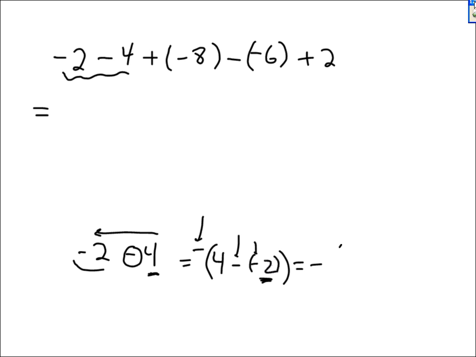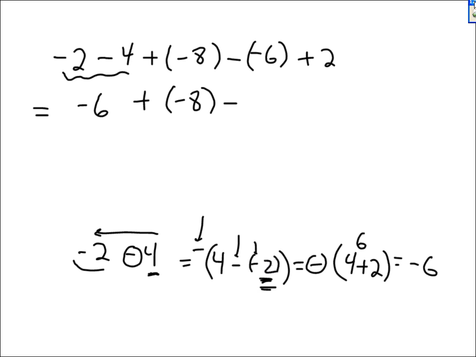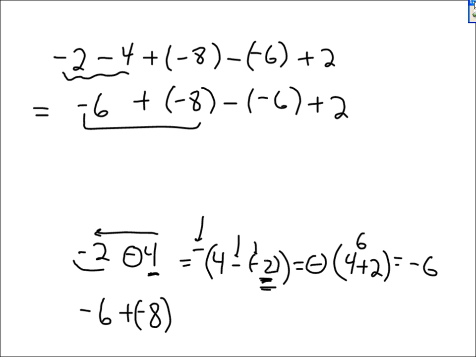Okay, so since this is not 2, it's not 4 minus 2, it's 4 plus 2, which is 6. So it's negative 6. Alright. So it's negative 6, and then the rest. Plus negative 8, minus negative 6, plus 2. Now we have to compute this. What is negative 6 plus a negative 8?